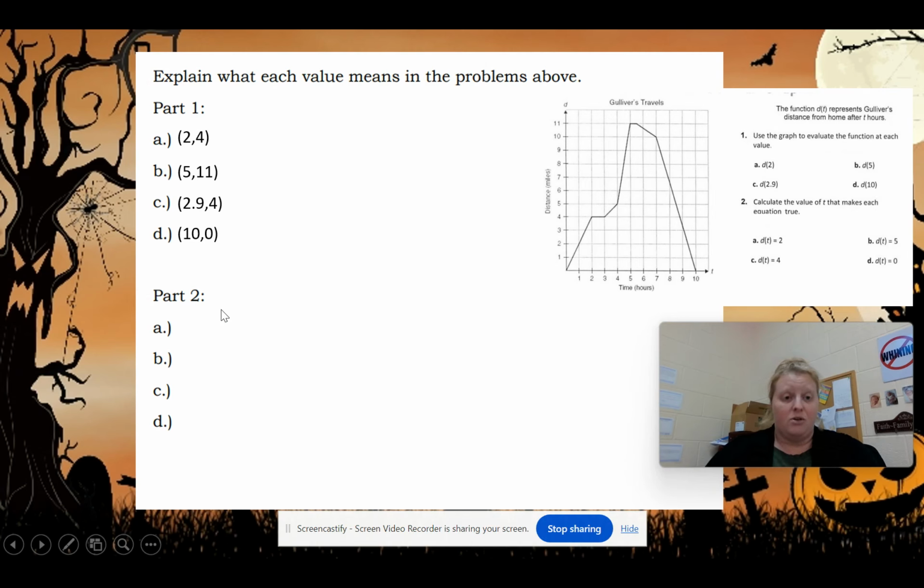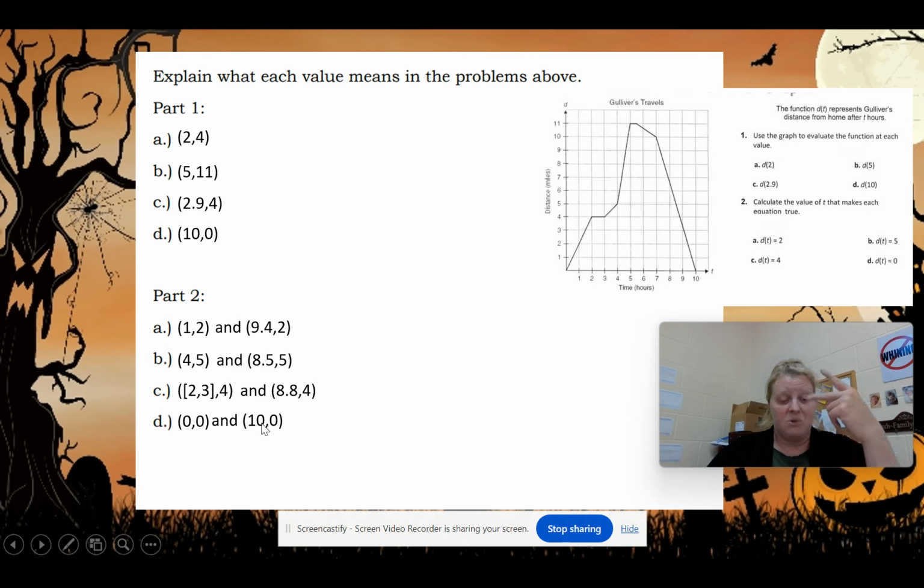And then for part 2, it was backwards. They gave you y, and you found x. So when y was 2, we had 2 different outcomes for x. When y was 5, we had 2 different outcomes for x, 4 and 8.5, and so on. Now for C, that one's a little interesting because it was like everything between 2 and 3. So we'll just write 2 comma 3 within brackets. That means every number that exists between 2 and 3, and 4, and then 8.8 and 4. And then letter D, there were 2 times when you had a height of 0, which was 0 and 10.